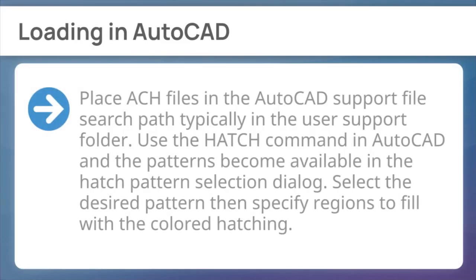First, loading in AutoCAD. Place ACH files in the AutoCAD support file search path, typically in the user support folder. Use the hatch command in AutoCAD, and the patterns become available in the hatch pattern selection dialog. Select the desired pattern, then specify regions to fill with the colored hatching.